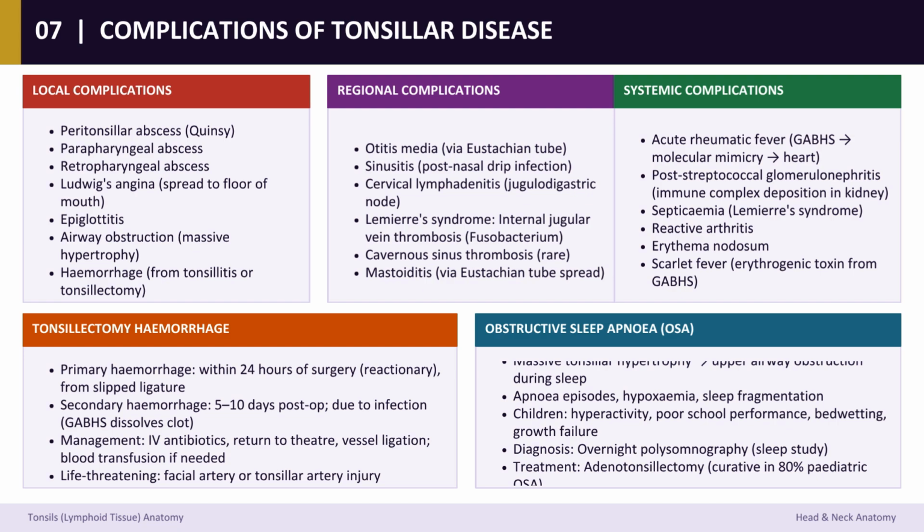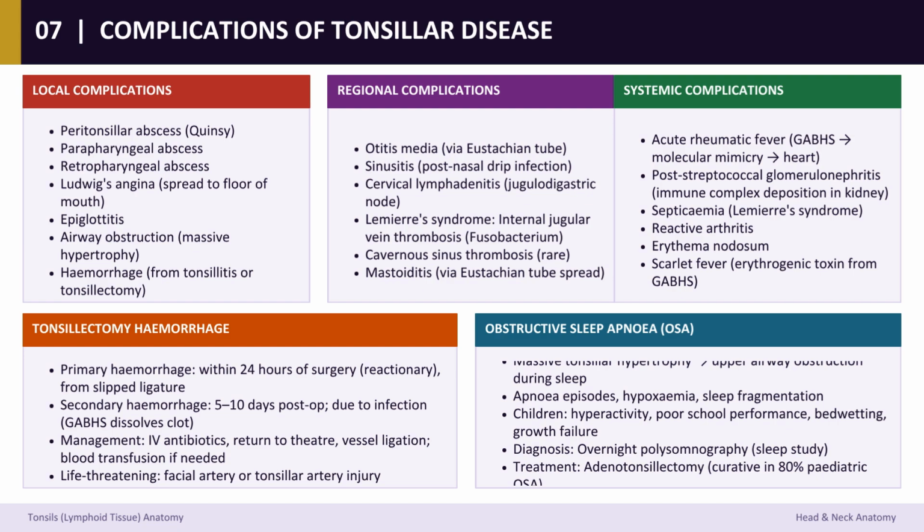Tonsillectomy hemorrhage: primary, within 24 hours, due to ligature slip. Secondary, 5 to 10 days post-operative, due to infection. Management: IV antibiotics, return to theatre, vessel ligation, blood transfusion if needed. Life-threatening facial artery or tonsillar artery injury.